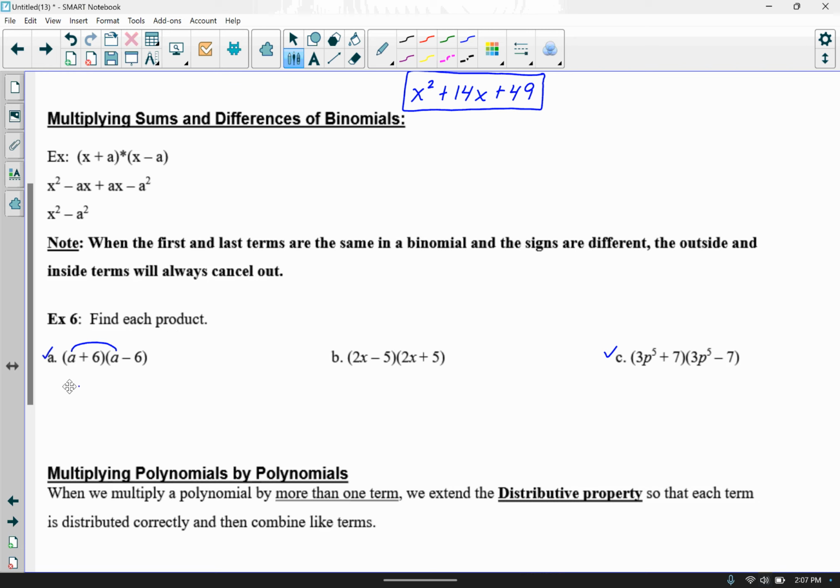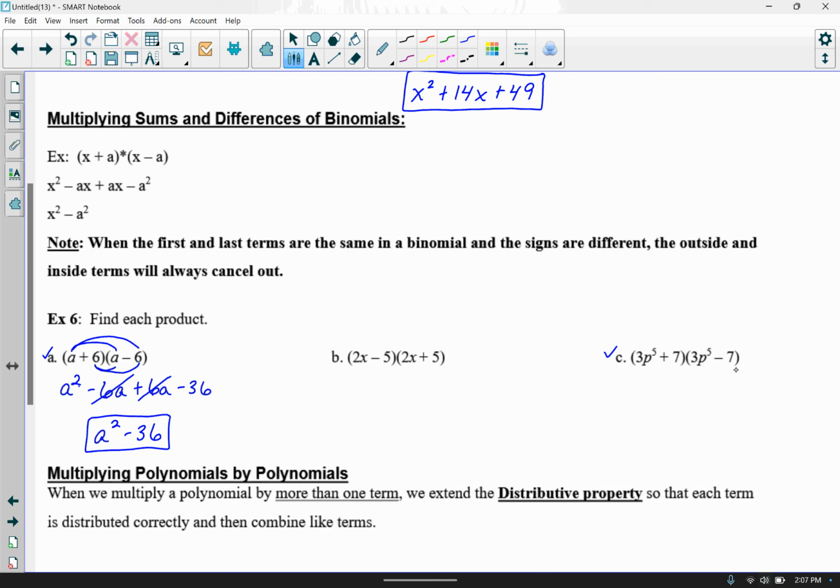So when I FOIL, A times A, A squared. Outside, A times negative 6, minus 6a. Inside, positive 6 times a. And then last, positive 6 times negative 6. This time I've got a negative 6a and a positive 6a. They cancel out for a final answer then of a squared minus 36. As you get more comfortable with these, you might be able to do a little bit of that in your head. Okay, it's totally up to you. I'll show that work though.